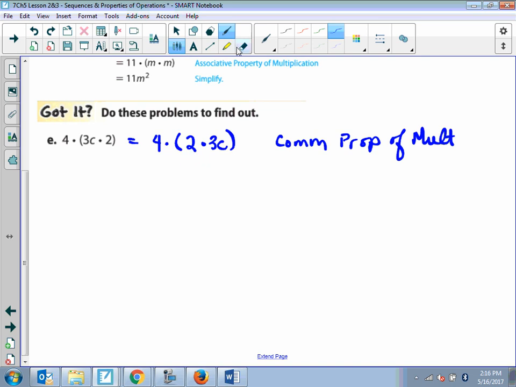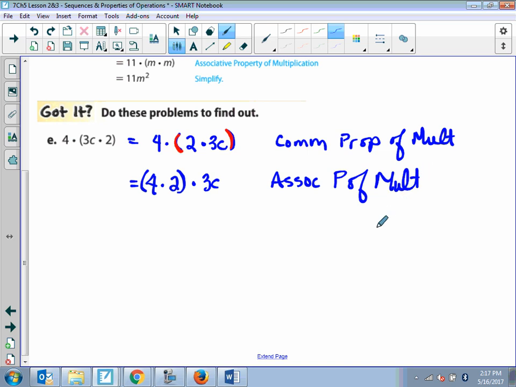Now I'm going to switch the parentheses. I'm going to put the parentheses from the first 2 to the second 2, and from the second 2 to the first 2. So we're going to have 4 times 2, in parentheses, times 3c. So this is going to be the associative property of multiplication. I'll write the whole word later, okay?